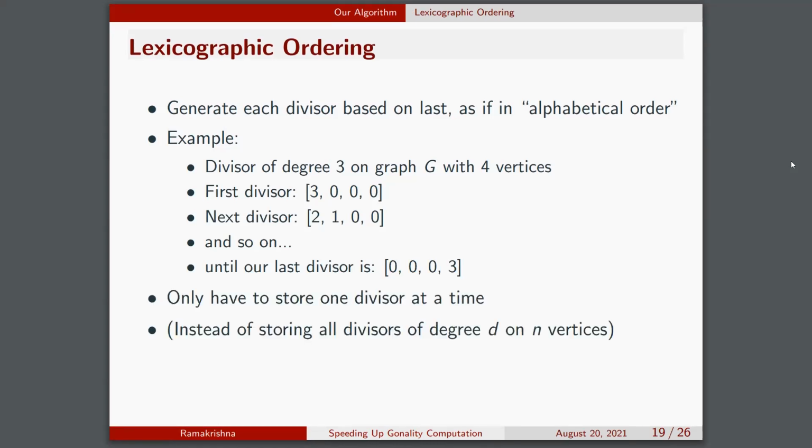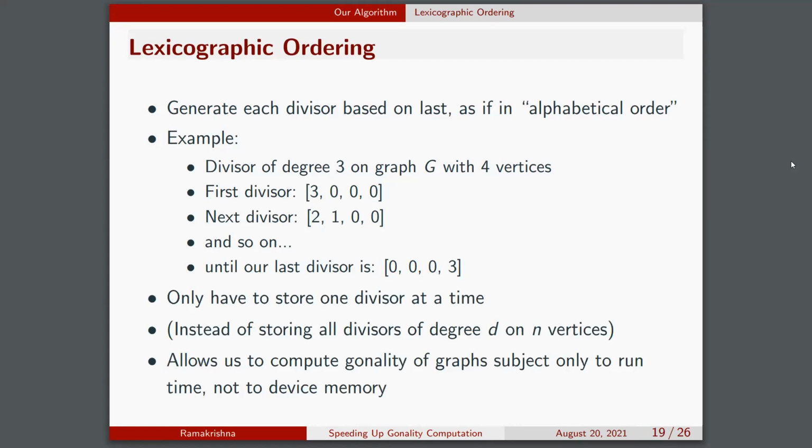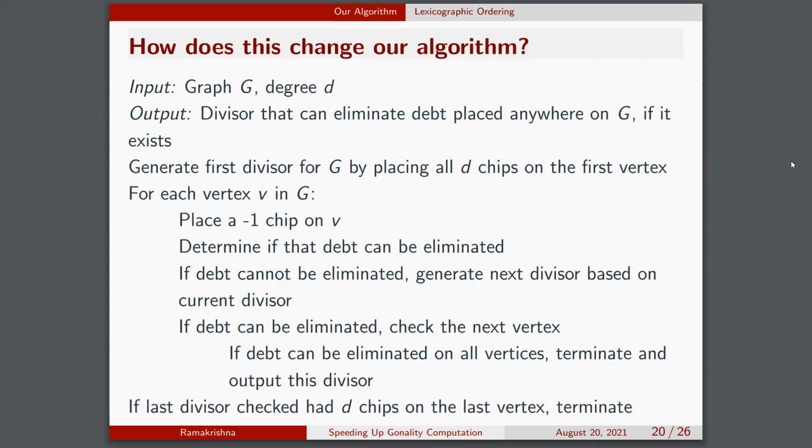So this way we only have to store one divisor at a time. We sort of generate a divisor, check the divisor, generate the next divisor, check that divisor, instead of storing all divisors of degree D on n vertices. So this allows us to compute the gonality of graphs subject only to the runtime of the algorithm, not to the device memory, unless you, for some reason, chose to try to compute the gonality of a graph where the number of vertices actually just maxes out the memory of your computer, in which case I ask why you were doing that. But let's quickly look at how this changes our algorithm.